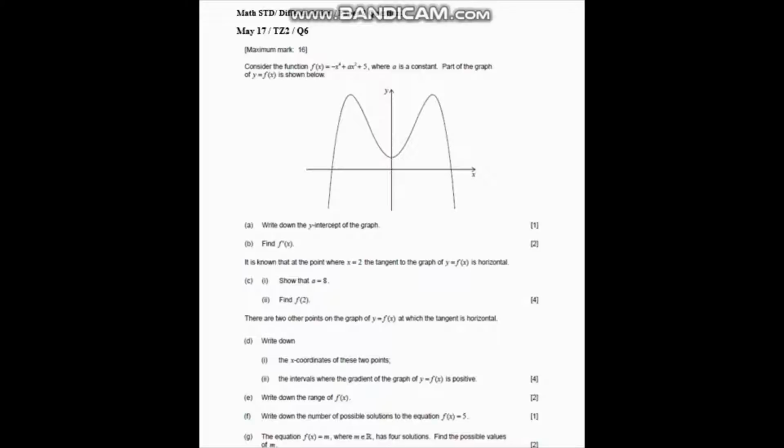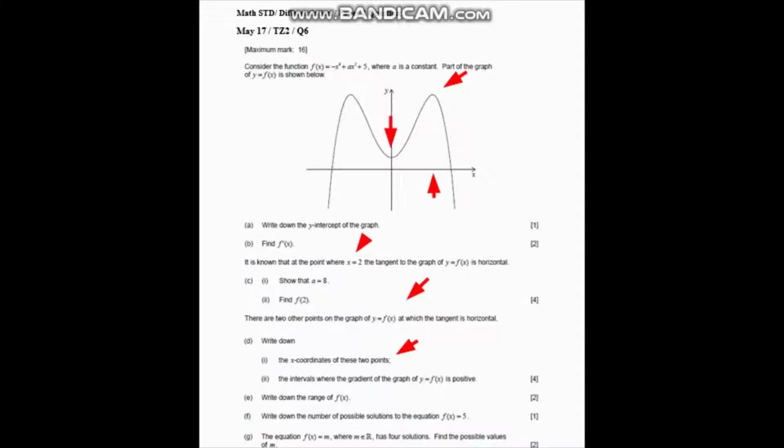Next, you are told that there are two other points on the graph of y equals f of x at which the tangent is horizontal. Write down the x coordinates of these 2 points. So here is something for your benefit. Of course, we know that the turning point referred to previously exists when x equals 2. So obviously it has to be this point. This is the only point where it is possible that x equals 2. So where are the other 2 points?